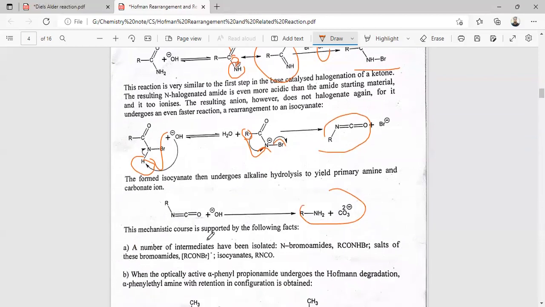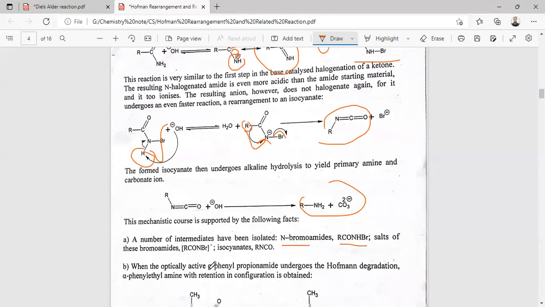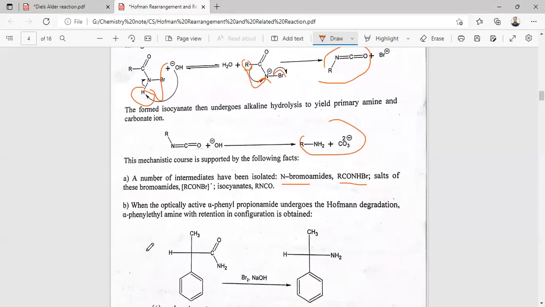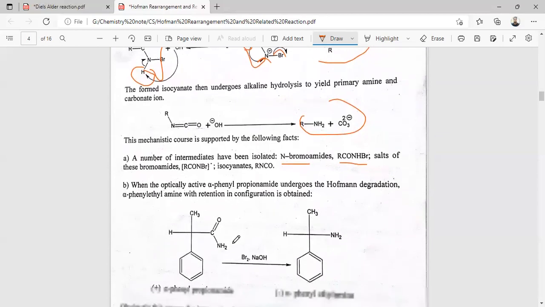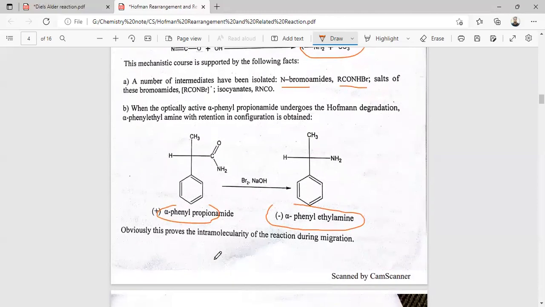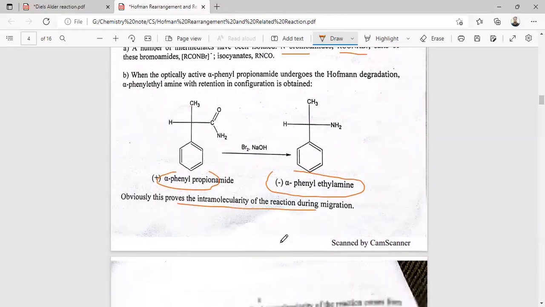So this mechanism is supported by the following facts: a number of intermediates have been isolated, such as bromoamides RCONHBr and salts of these bromoamides. When the optically active alpha-phenylpropionamide undergoes Hofmann rearrangement, alpha-phenylethylamine with retention of configuration is obtained. So here the alpha-phenylpropionamide gives alpha-phenylethylamine with retention of configuration. Obviously, this proves the intramolecularity of the reaction during the migration.